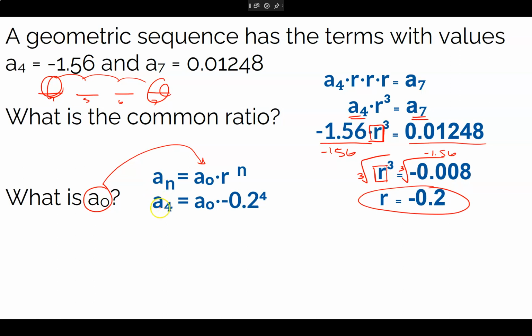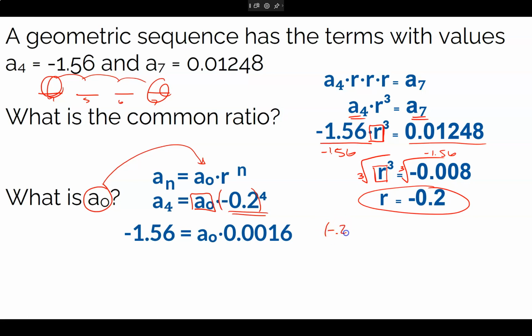So I know my fourth term equals my first term times my rate of negative 0.2 raised to the power of 4. All right. I also know what A4 is. It is negative 1.56. I also simplified this piece right here. When you plug this in, make sure you do parentheses, because if you don't, you're going to get a negative number.